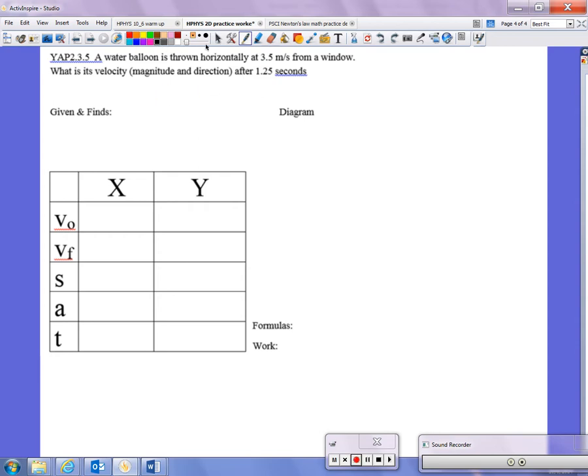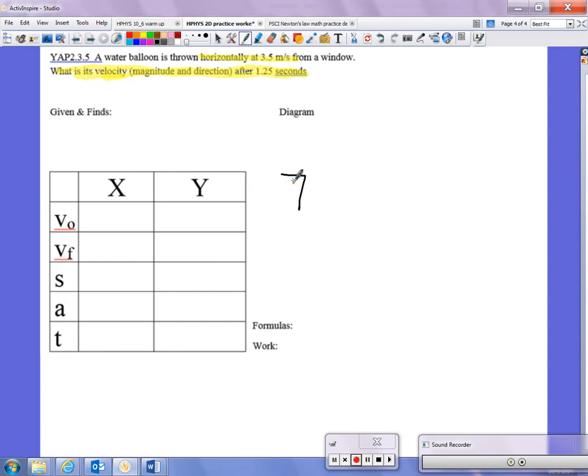Okay, so it says a water balloon is thrown horizontally at 3.5 meters per second from a window. What is the velocity, magnitude, and direction after 1.25 seconds? So this seems to give us far less information than before, but let's set it up and see.